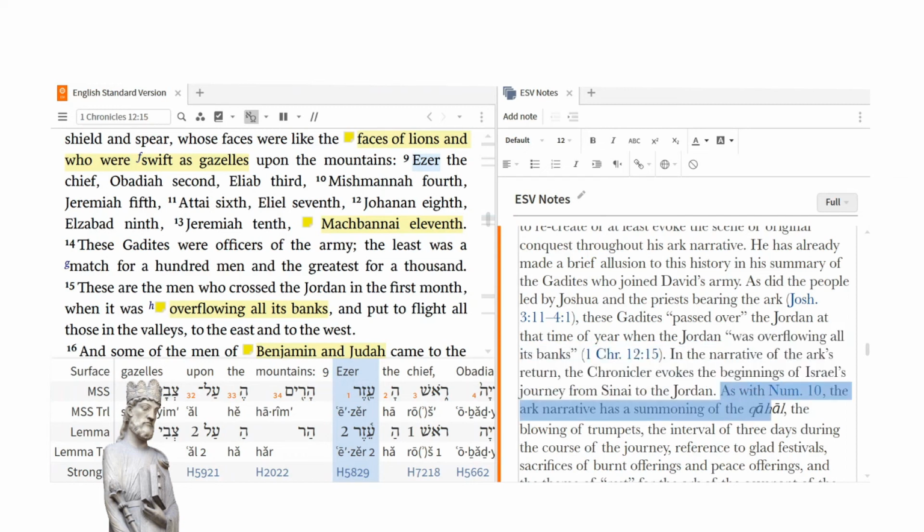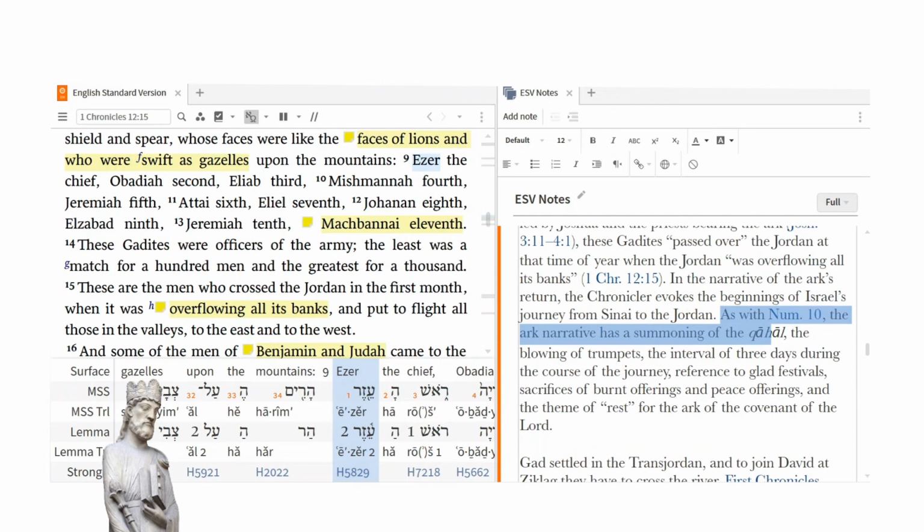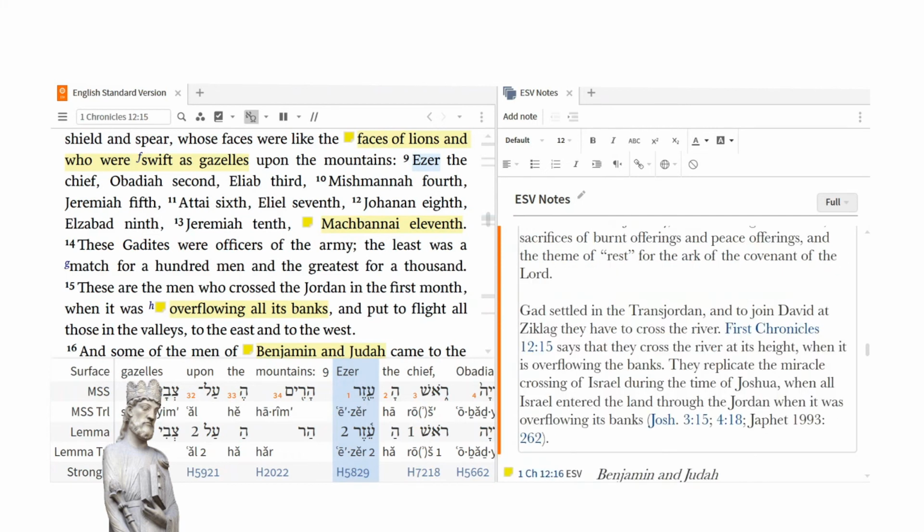As with Numbers 10, the ark narrative has a summoning of the kahal, the blowing of trumpets, the interval of 3 days during the course of the journey, reference to glad festivals, sacrifices of burnt offerings and peace offerings, and the theme of rest for the ark of the Lord. Continuing with Gad, settled in the Transjordan.